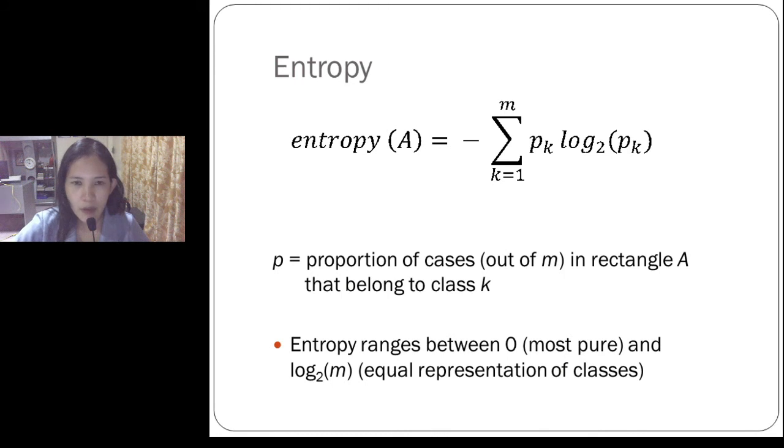The second impurity measure is the entropy measure. The entropy for a rectangle A is defined by the formula shown in this slide, where P is the proportion of cases out of M in rectangle A that belong to class K. The entropy ranges between 0, which is most pure, and log base 2 of M, which is equal representation of classes.